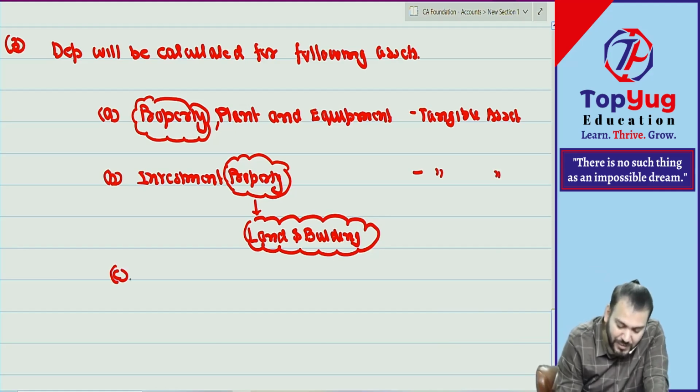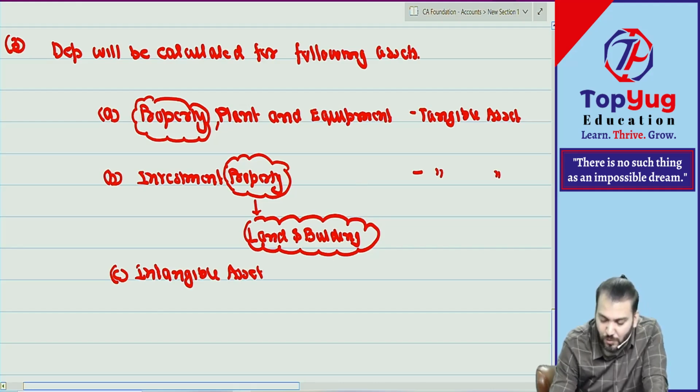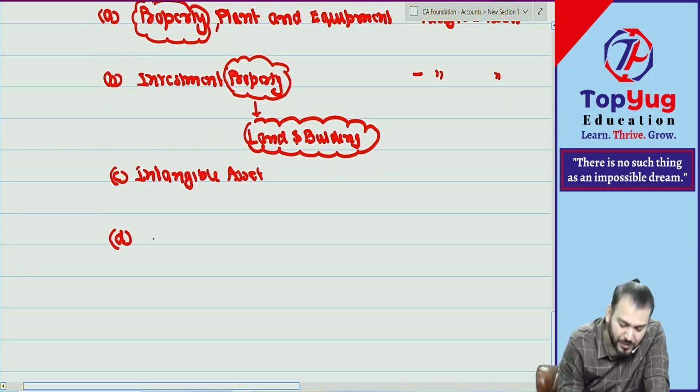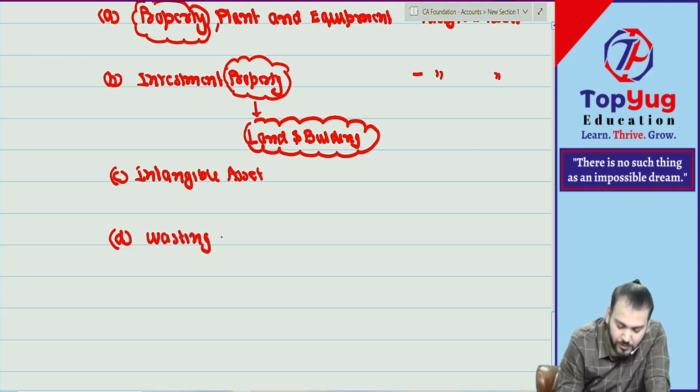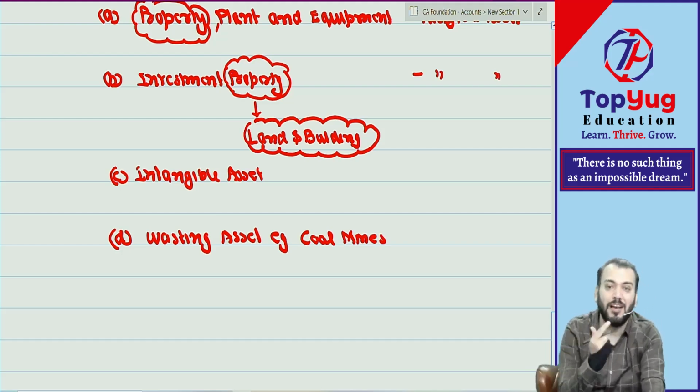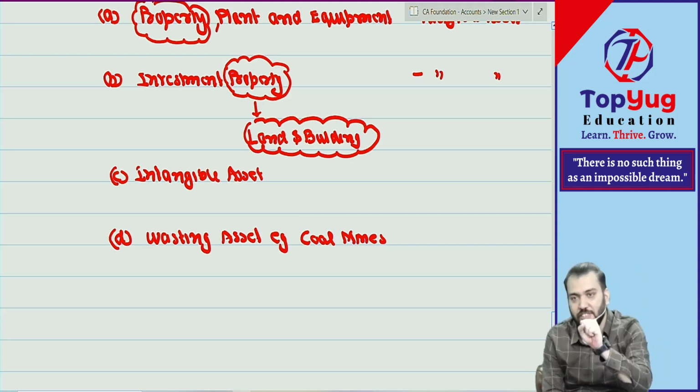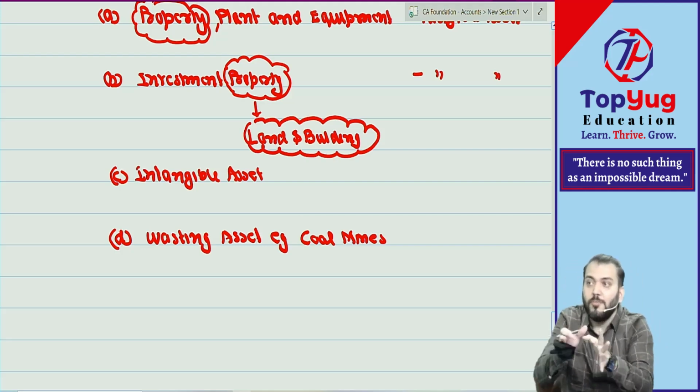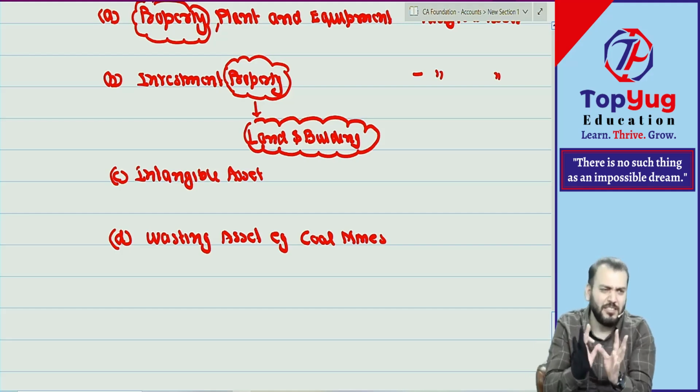Then third is what? Intangible assets. You know many examples. So all intangible assets are also depreciable assets. And there is one more asset known as wasting assets. For example, I'll give one best example: coal mines. Suppose you purchase a coal mine, a license to extract coal from that mine. Understood? You purchase a license to extract coal from that mine. So that is known as a wasting asset.